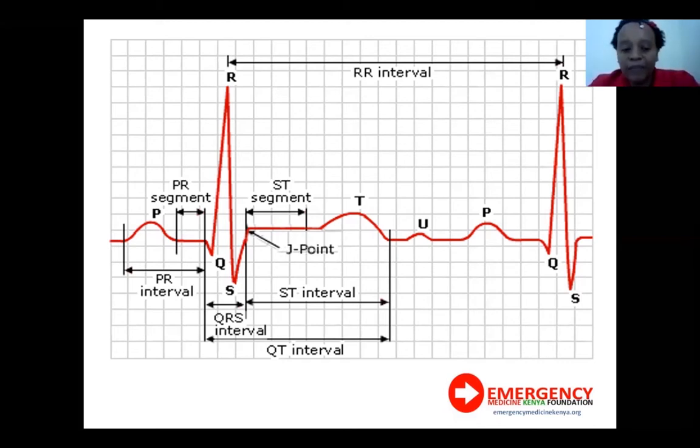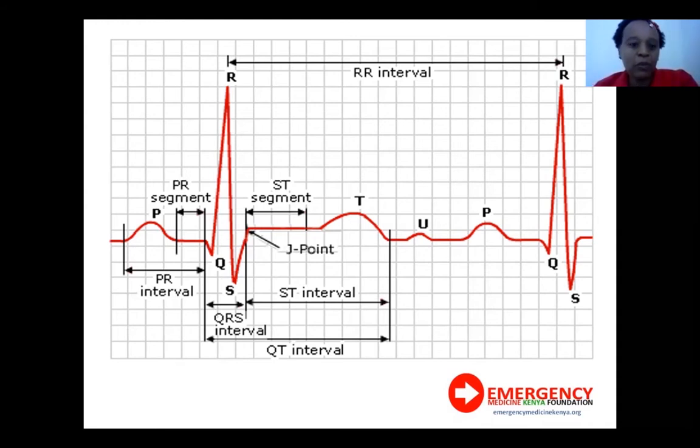Our normal P, you can see from the way it looks, it should be round. It's a nice rounded shape, and it should be upright. The P wave is when the atria are contracting, and this is when we say atrial depolarization. This is whereby the atria are contracting so that the blood can move from the atria to the ventricles. Now the PR interval.